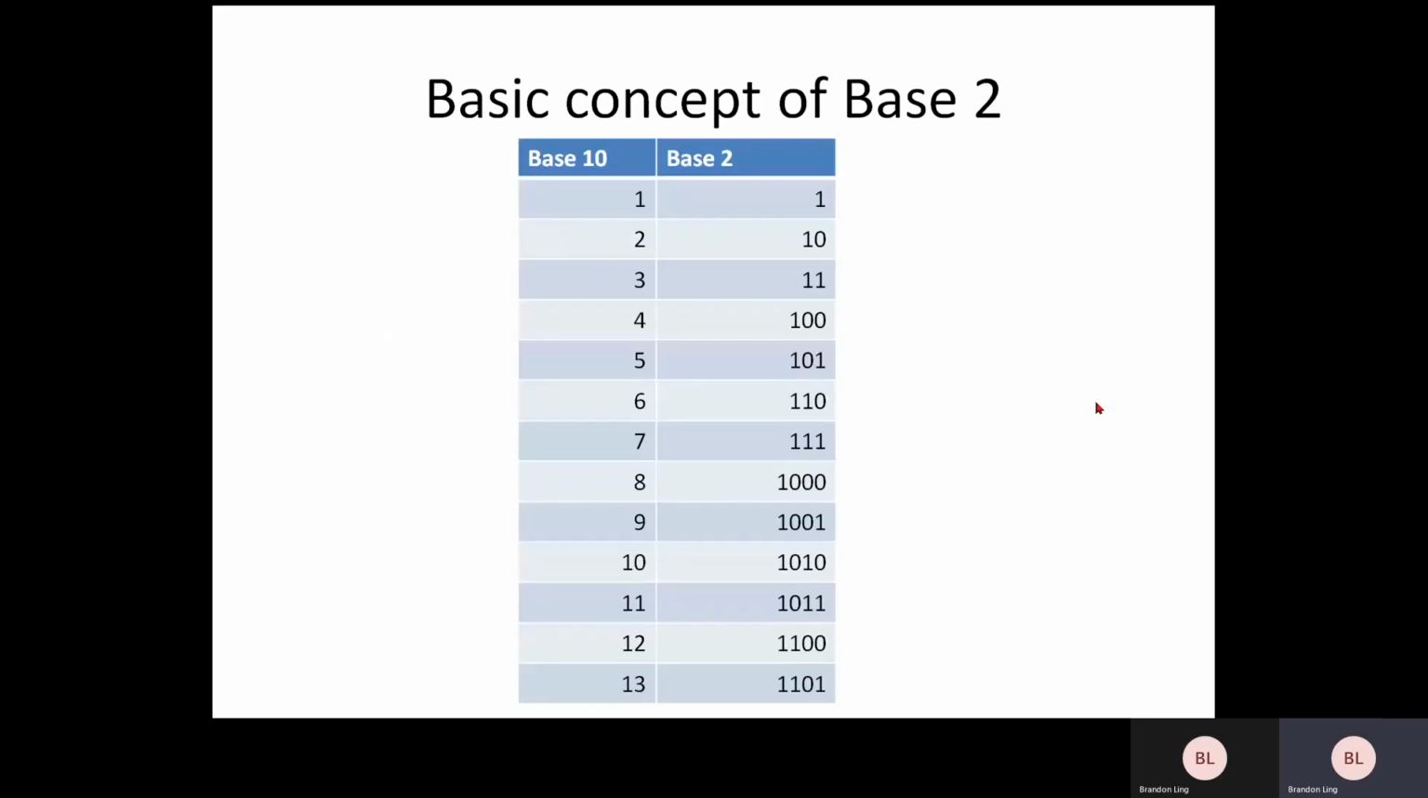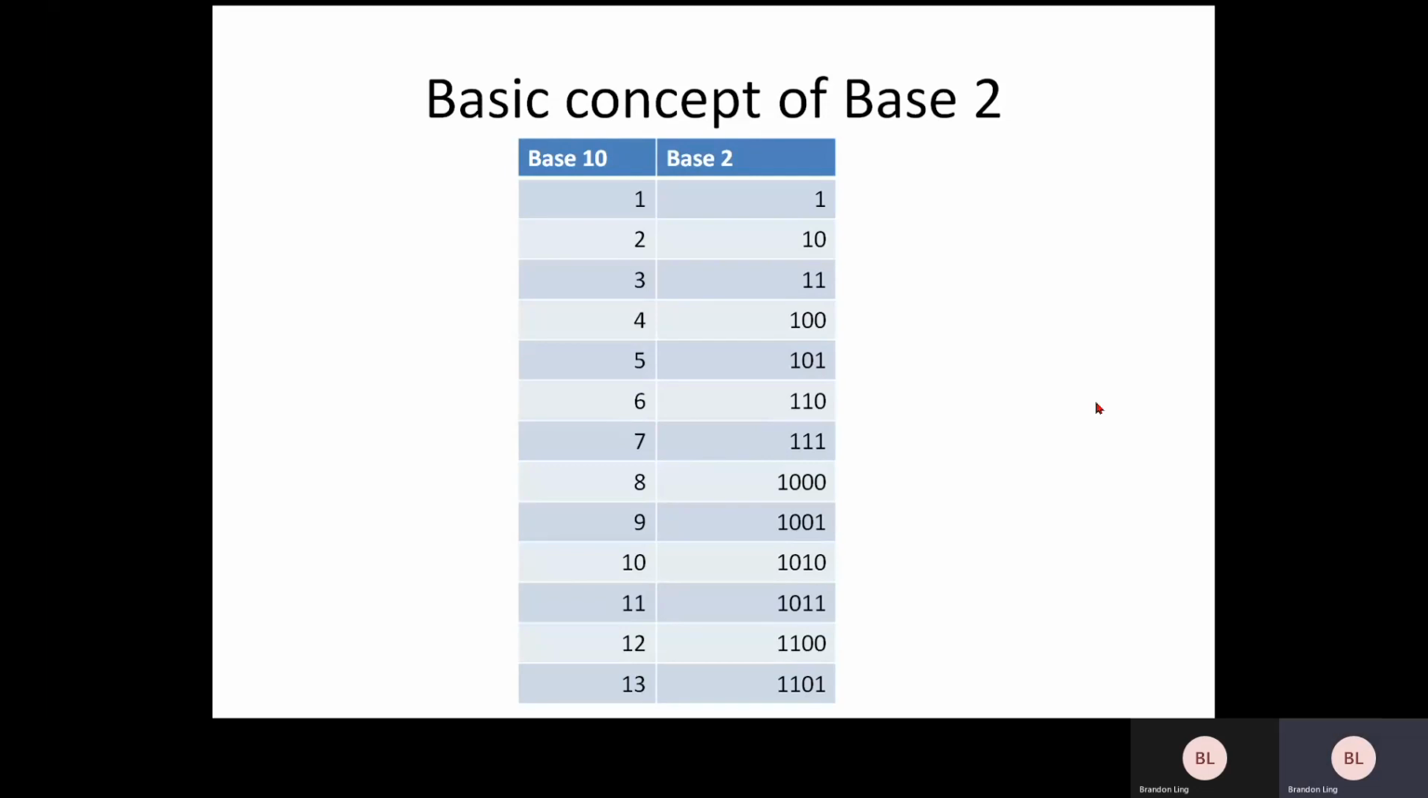Okay, this video is going to teach us how to do addition of base 2 numbers. So first of all, let's take a look at the basic concept of base 2. This is a comparison of numbers between base 10 and base 2. Base 10 are the numbers that we usually count. For example, number 1, number 2, number 3, number 4, number 5. And 1 corresponds to 1 in base 2.